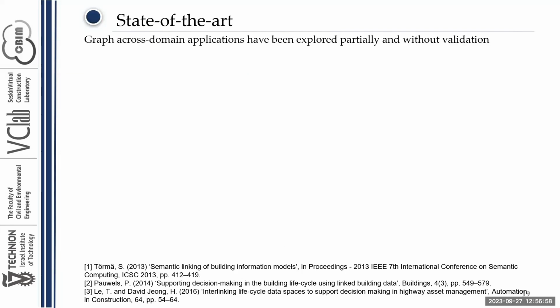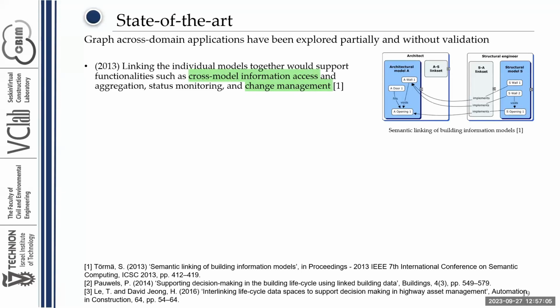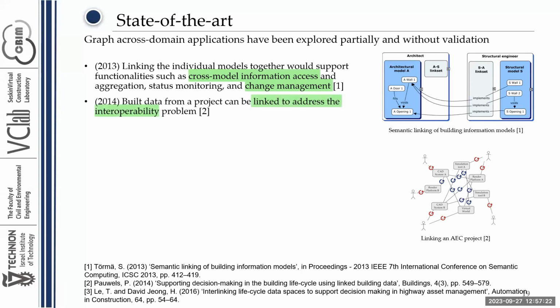Actually, this topic has been studied by some researchers, but they didn't validate this concept. For example, in 2013, Thomas points out that we can link two graphs together, two BIM models together, to achieve functionality such as cross-model information access and change management. Later, Peter Powers points out that we can link different BIM software together. This might be the solution for interoperability issues.